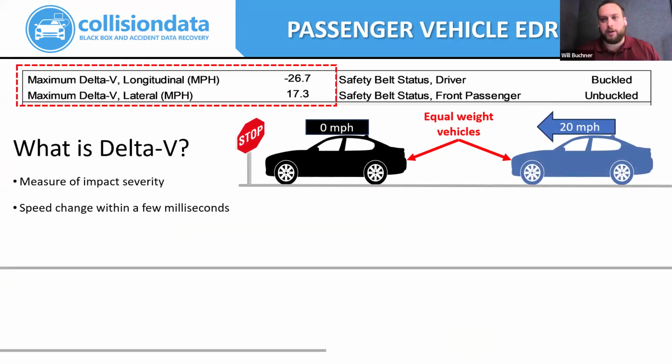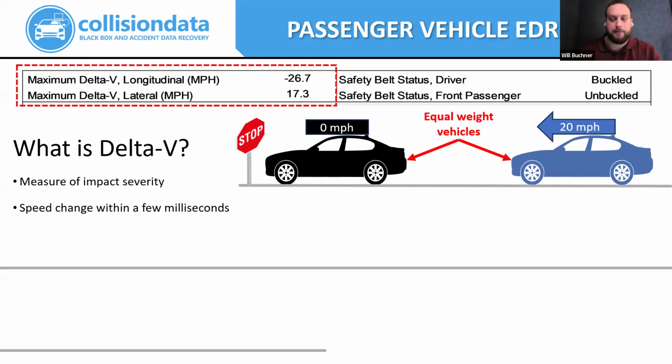So we talked about something a minute ago. It was saying there's delta V that's also contained in the data, with that speed and everything there. But what is delta V? It's a measure of your impact severity, and it's measured in miles an hour, but it's not truly the speed the vehicle's traveling at. It's the speed change of that vehicle within the first few milliseconds of an accident.